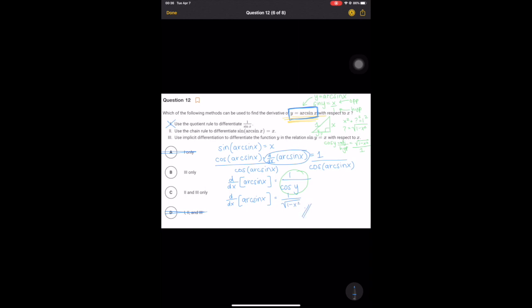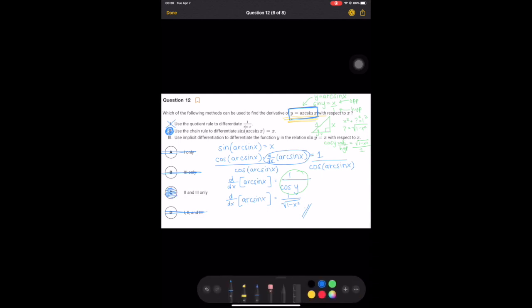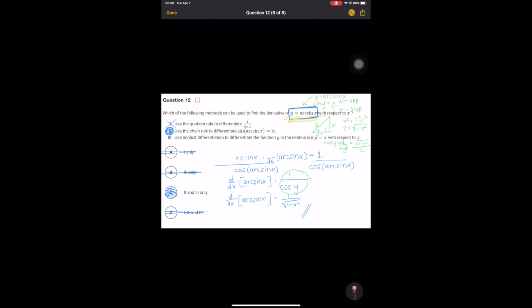So yes, we can use the second option. So basically right now we know that it's C because the second option works, but let's be good mathematicians and run it through to the end. Alright, so this last thing says use implicit differentiation to differentiate the function y in the relation sine of y equals x with respect to x. Let's see what the heck that means. I'm going to leave the little triangle up there because I feel like it's going to be useful again. And here we go. They're asking us to solve this equation using implicit differentiation.